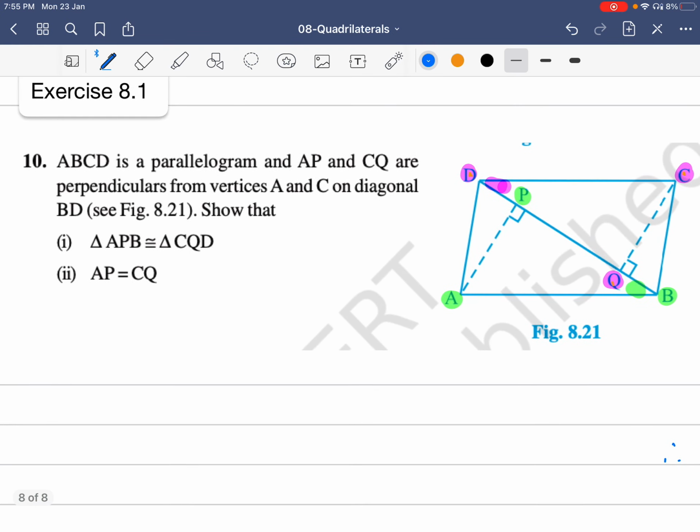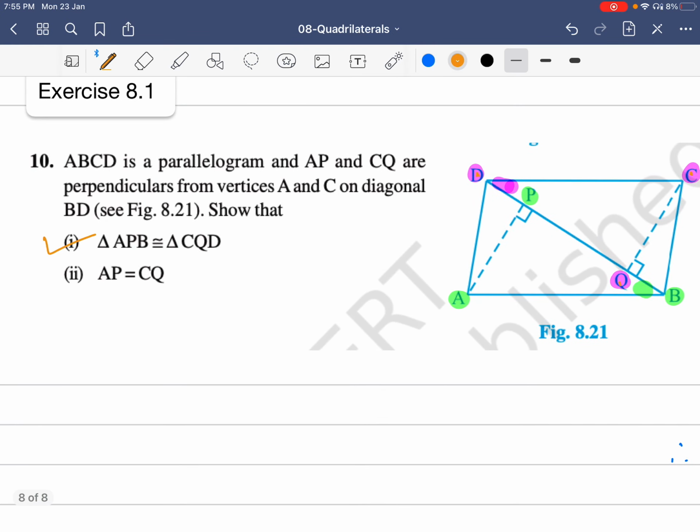So let's try to zoom in. Yes. So the first point is done. Triangle APB is congruent to triangle CQD. Now, the second point is very obvious. AP and CQ are the two sides of the triangles which we have proven are congruent. So once we prove two triangles are congruent, the three sides and three angles of the triangles are also congruent to each other, and therefore the second point is also proven. So this is the solution for problem number 10.